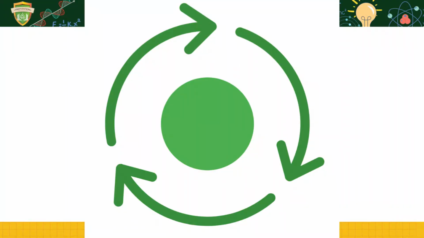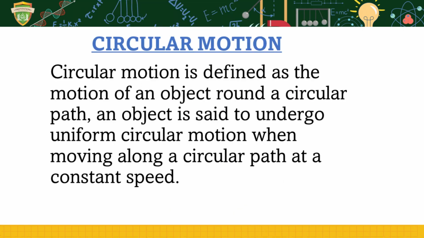Today, we'll be looking at the topic circular motion. So, what is circular motion? Circular motion is defined as the motion of an object around a circular path. So, when an object is said to undergo circular motion, it moves around a circular path.